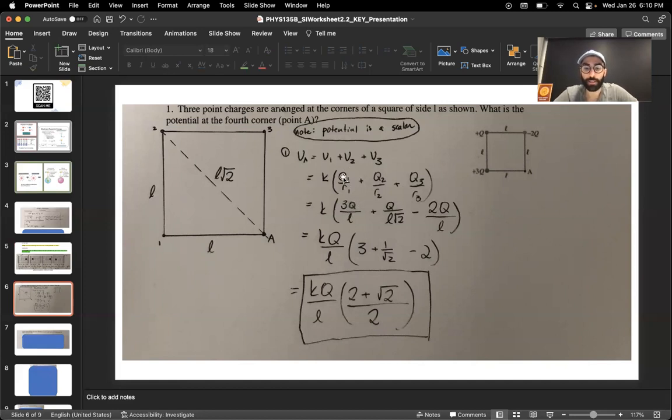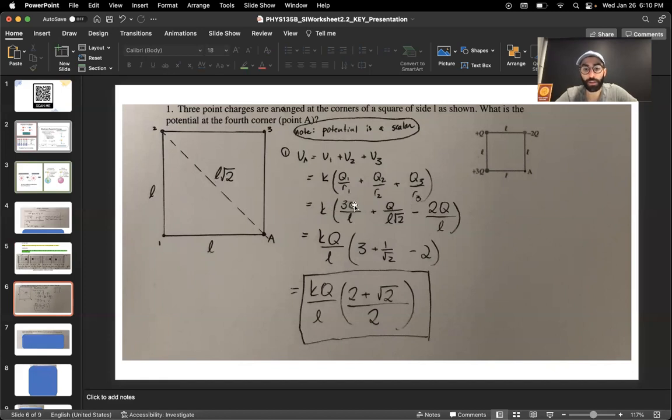As we discussed, I defined Q1 as equal to 3Q. That's this position. Q2 is this position, just Q. And then Q3 is this minus 2Q. I made sure to include that minus here because, again, potential is a scalar. All of these r values are L, L for 3 to A and 1 to A. And for 2 to A, just some quick Pythagorean theorem: we know we're dealing with a square, so it's L root 2.